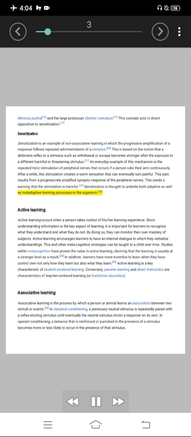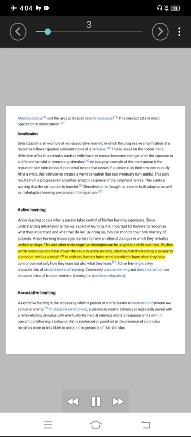23. Active learning. Active learning occurs when a person takes control of his/her learning experience. Since understanding information is a key aspect of learning, it is important for learners to recognize what they understand and what they do not. By doing so, they can monitor their own mastery of subjects. Active learning encourages learners to have an internal dialogue in which they verbalize understandings. This and other metacognitive strategies can be taught to a child over time.